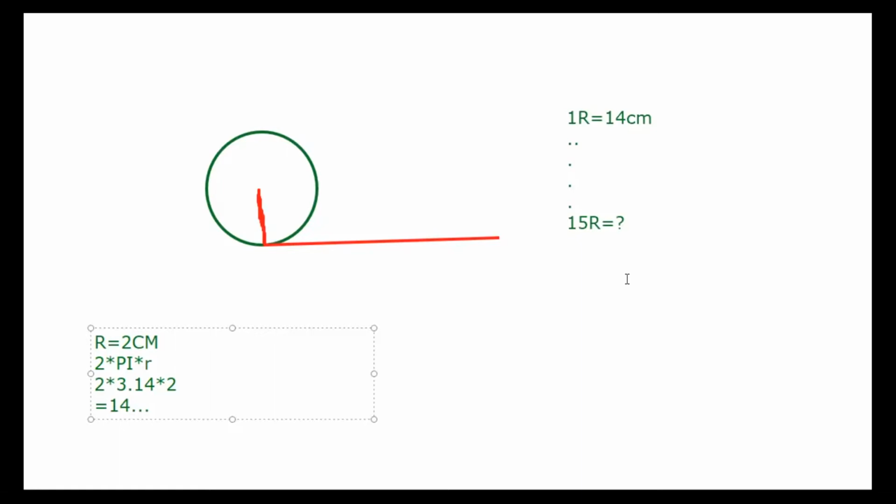4 into 3.14, if you take it, 12.56 it is coming. See students here, so that means one rotation equals 12.56. Here you can take it 12.56.